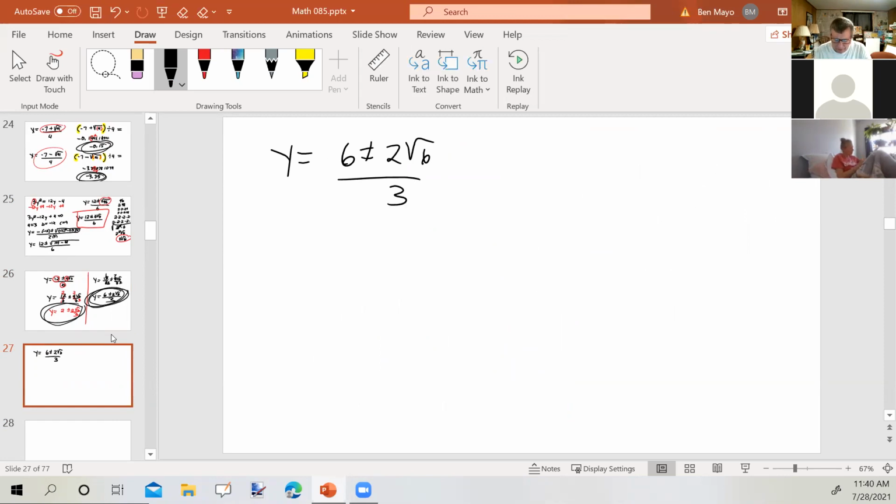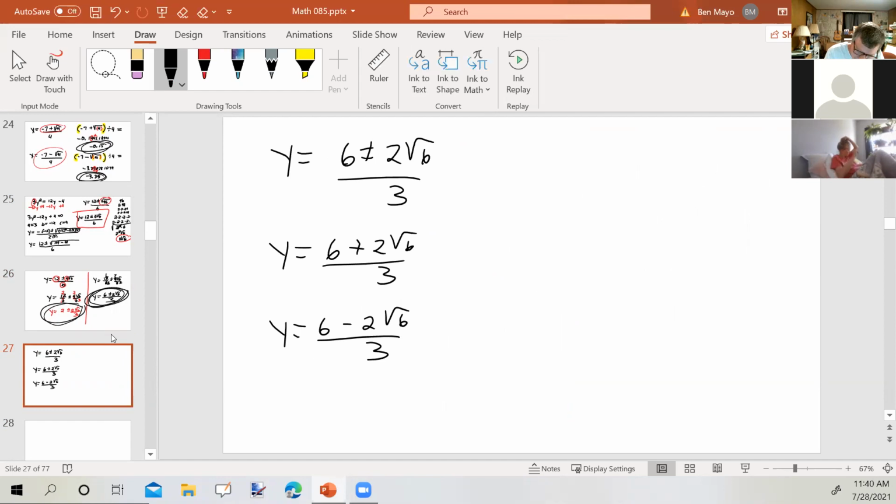And now we're going to go to the calculator. So we're going to say, first of all, y equals 6 plus 2 square roots of 6 all over 3. And then y equals 6 minus 2 square roots of 6 all over 3. So there's the two separate answers that you put into WebAssign. But now let's go to the calculator.